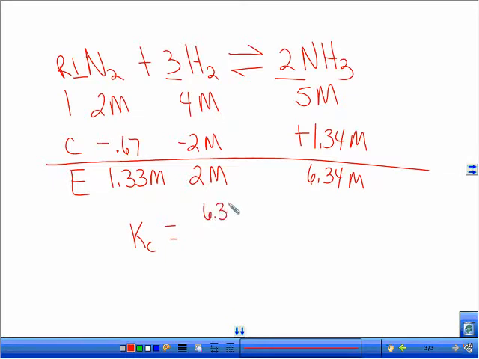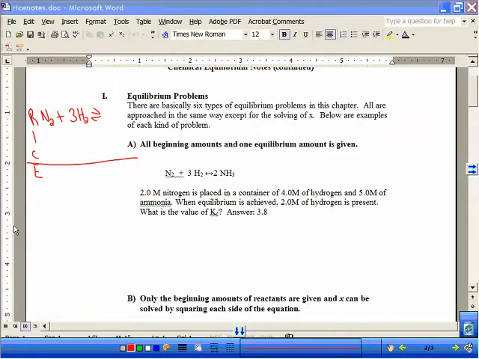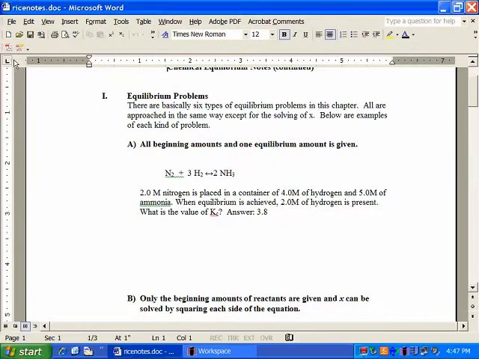So this would be 6.34 M raised to the second power over 1.33 M raised to the first power times 2 M raised to the third power. And then we would just plug that in our calculator and solve. If we go back to the sheet there, we can see that that answer should be giving us 3.8. So that is, again, all beginning amounts given. One equilibrium amount is also given.